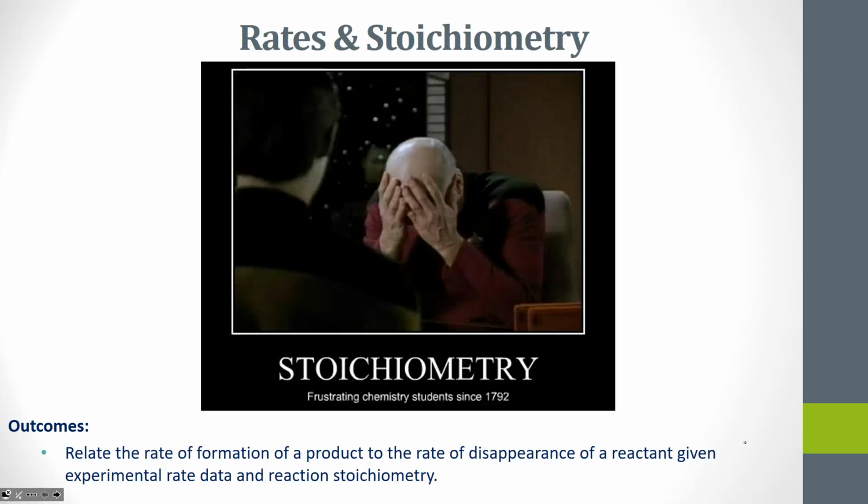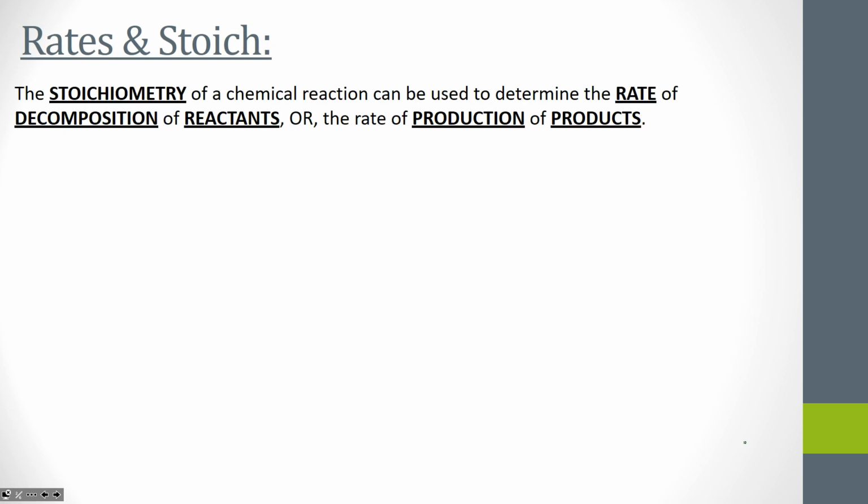Hey, grade 12. So today we're going to look at how stoichiometry affects the rates of the reaction. In other words, how all the reactants and products are related in terms of their rate. The stoichiometry of a reaction, we can actually use that to find the rate of decomposition of our reactants or the production of our products. In other words, if we know the rate of one species in a reaction, we can find the rates of the others because they should be proportionate.